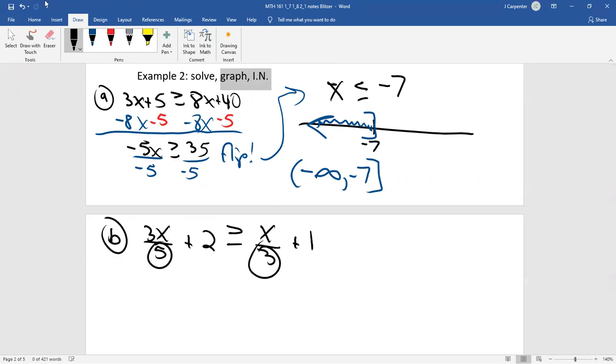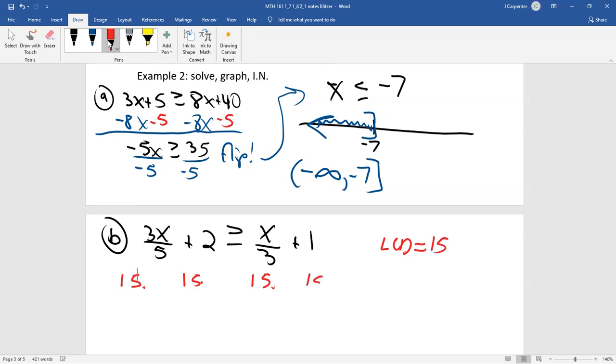Because you've got fractions. You've got denominators of 5 and 3. Well, we treat equations just like inequalities, and we said, hey, we can identify an LCD, which for this problem between 5 and 3 would be 15. And then we multiply every single piece by the 15. 15 times the 3x over the 5, and then 15 times the 2, and 15 times the x over 3, and then 15 times the 1.